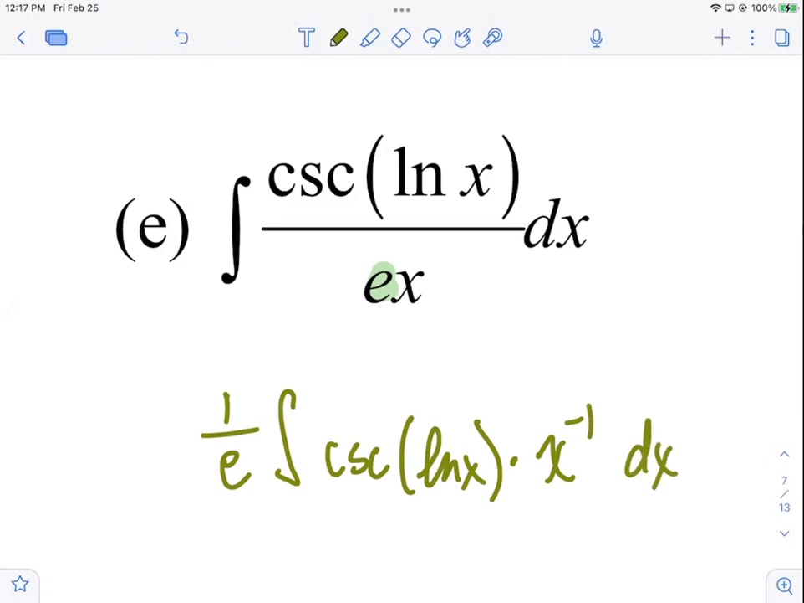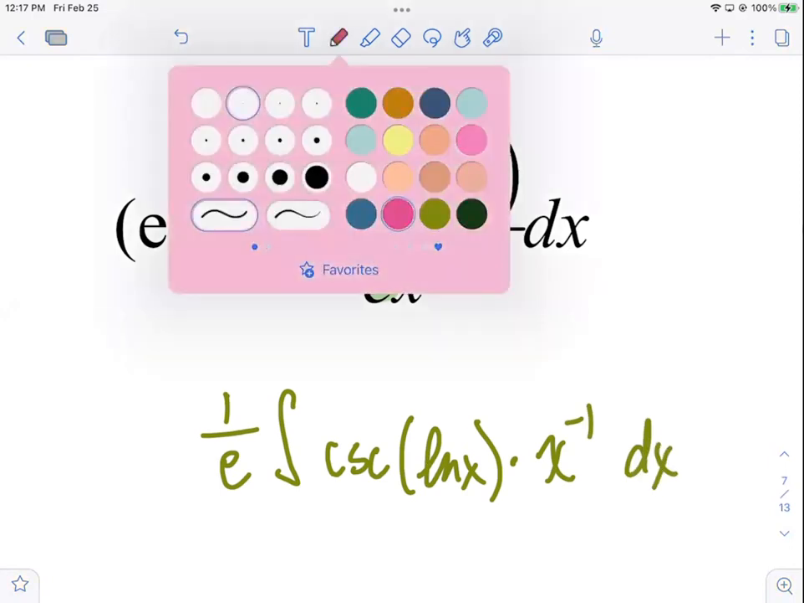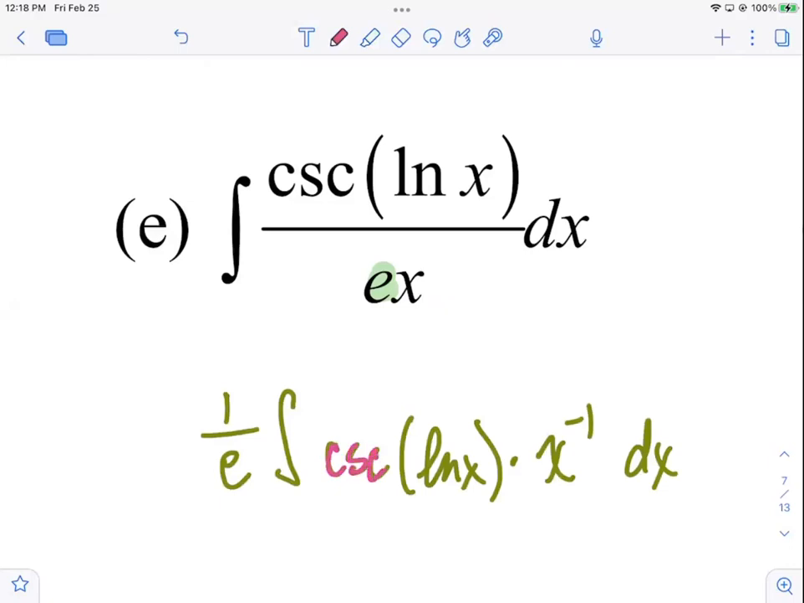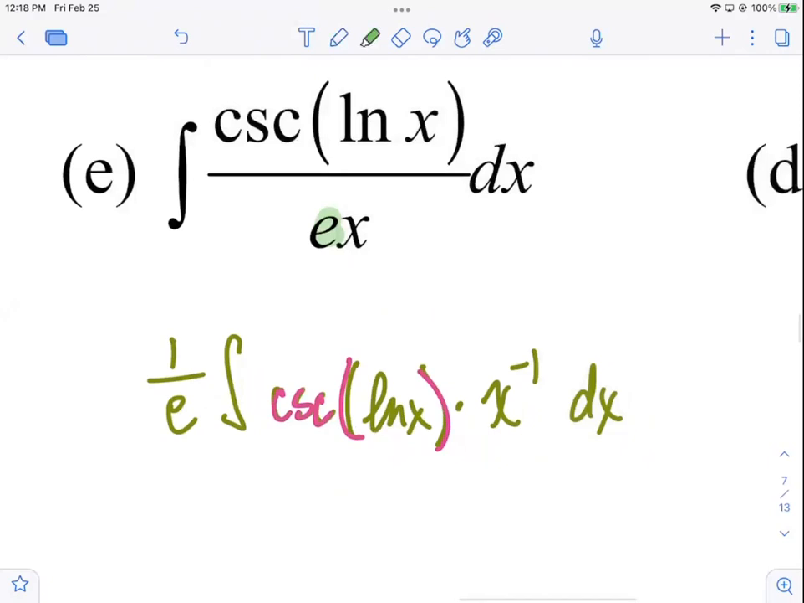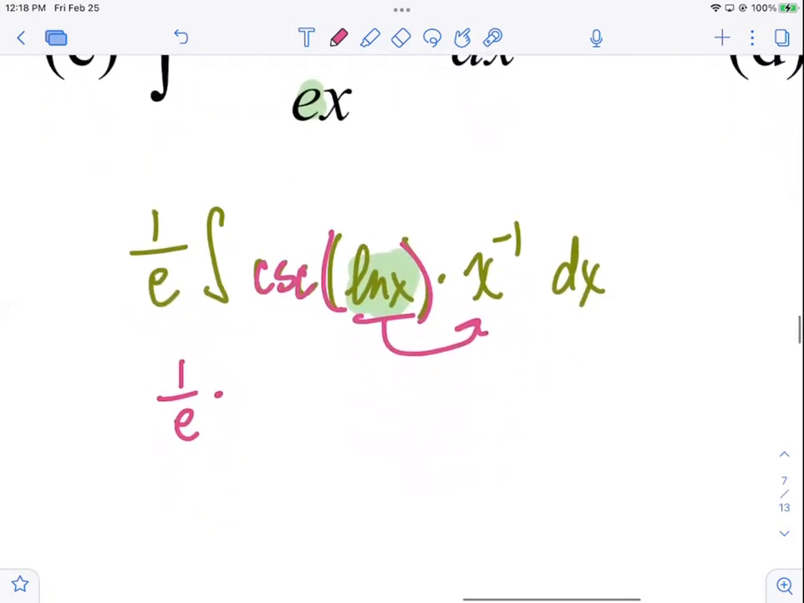The first factor obviously looks more interesting. So it could be that the outside function is cosecant of blob. Well, guess what the inside function is once again? ln of x. Its derivative is exactly the other factor. No correction necessary. So the 1 over e goes along for the ride, and now we move on to the rule of integration. Cosecant.